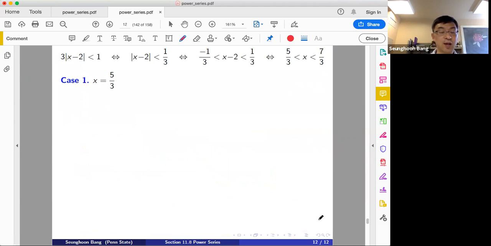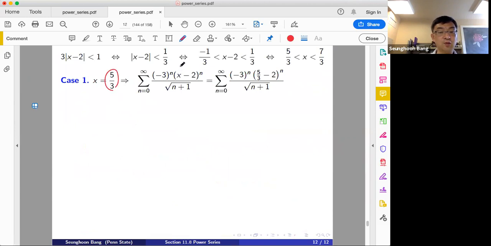You can check x equals 5/3. Just plug it into the original series and see what happens. So 5/3 into here, we have the summation n equals 0 to infinity of negative 3 to the power n times (5/3 minus 2, which is negative 1/3) to the power n over square root of n plus 1.